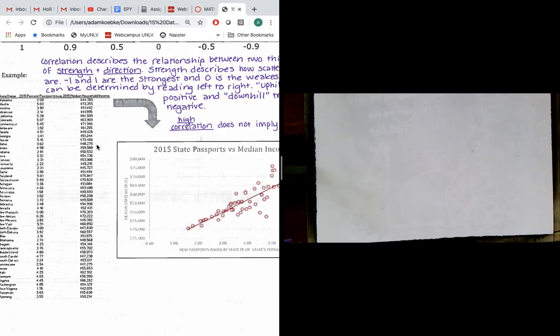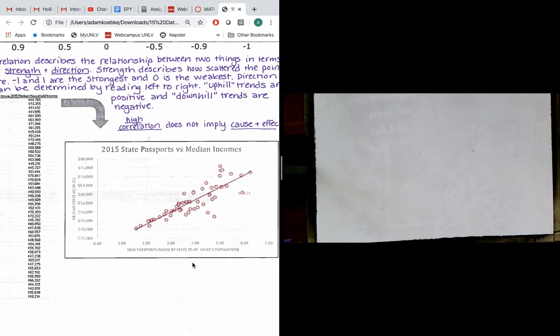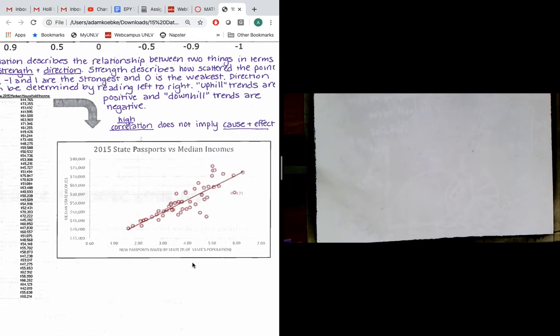And so in this problem, what we did is we wanted to look at your median income. So how much on average does somebody make in your state? And compare that to the number of new passports that are issued. So the theory in this problem is that the more money you make on average, the more likely you are to travel outside of the country, the more likely you are to get a passport. So people that are in more affluent states or states that make more money are more likely to travel out of the country.